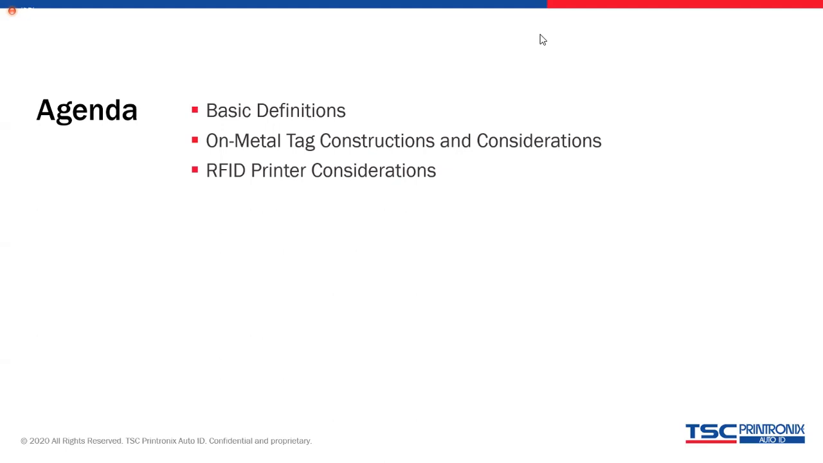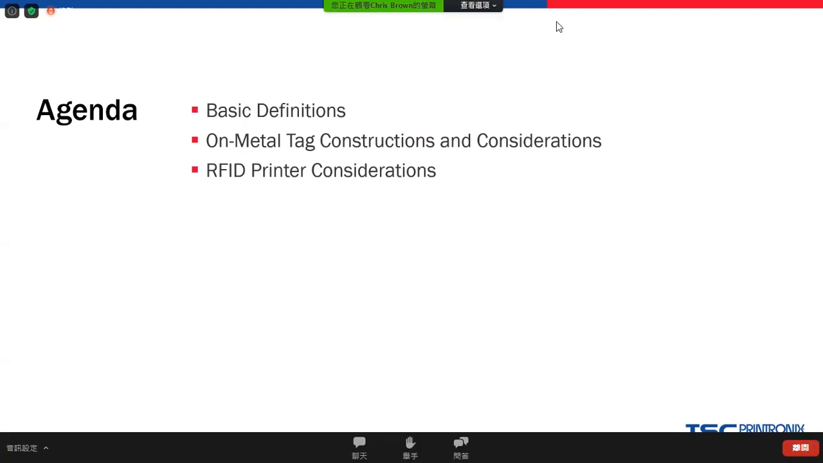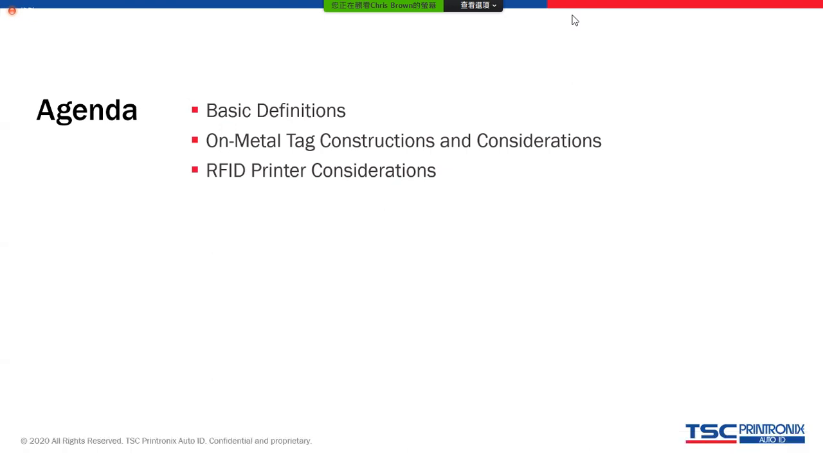Here's our basic agenda, very simple, only 3 real topics. I'm going to start by going through some basic definitions so that when I use those terms later, you know what I'm talking about and we're all on the same page. And then I'm going to go through the on-metal tags, how they can be constructed, and things you need to look at. And then finally, I'll move on to the RFID printers themselves.